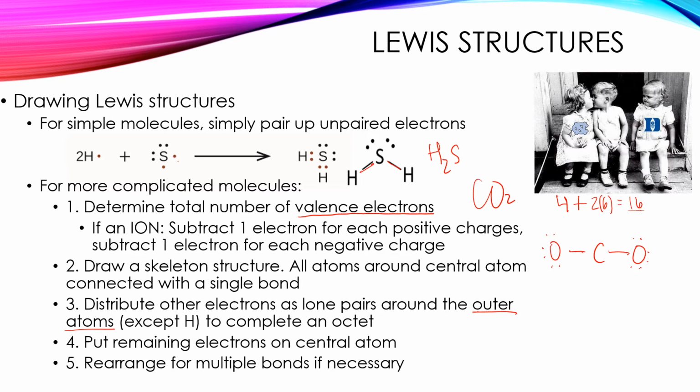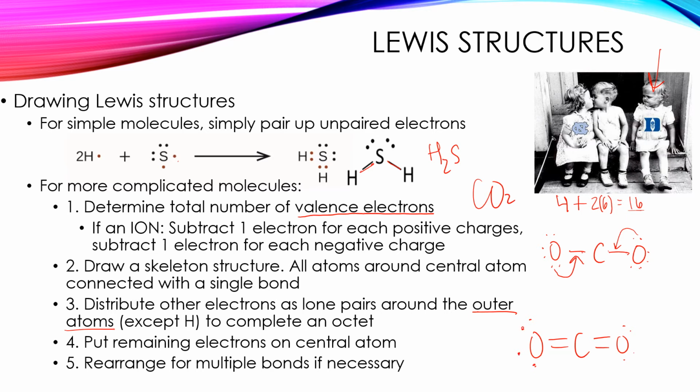But I'm going to get to step 5 where it says rearrange for multiple bonds if necessary. So let's look at this. Our oxygens have their complete octets, but carbon over here is lonely. Carbon's like this little left out kid over here. It only has 4 valence electrons. So what I notice is I can move one lone pair from each oxygen down to make a double bond. And now everybody has a full octet.